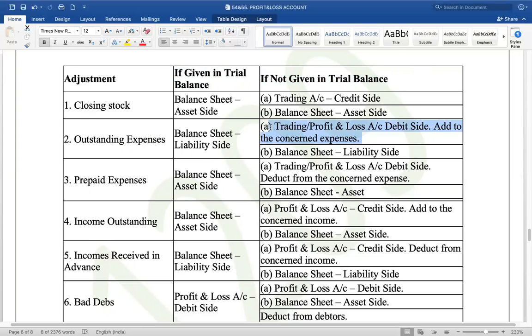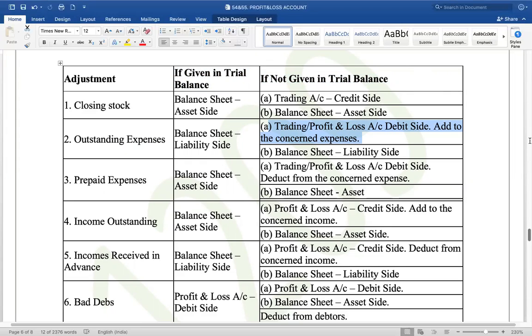As an addition. For example, salary is there, and to that salary, let's say there is a salary of 5,000. Another 500 salary is outstanding, still to pay. Salary 5,000, add outstanding salary.